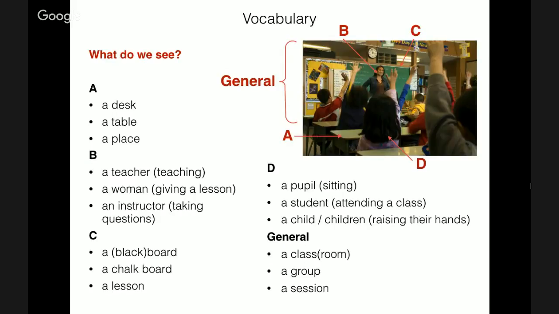And generally what we're looking at is a class, a classroom, a group. It could even just be a session. It could be the teacher is teaching a session. The instructor is taking questions from the group. The pupils are sitting in the classroom. You see how many permutations you could make just with this one picture. So although it seems simple, potentially there's a lot of vocabulary.